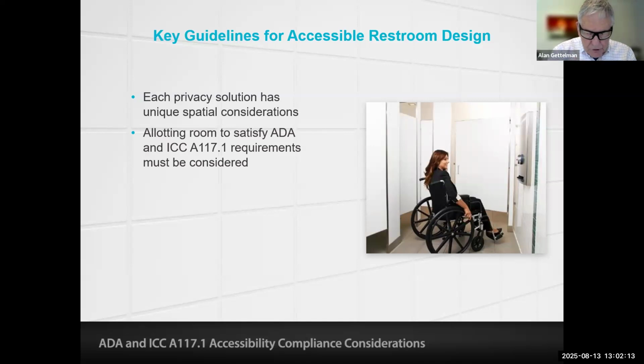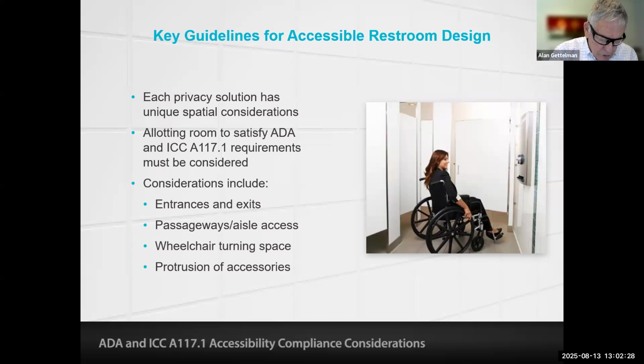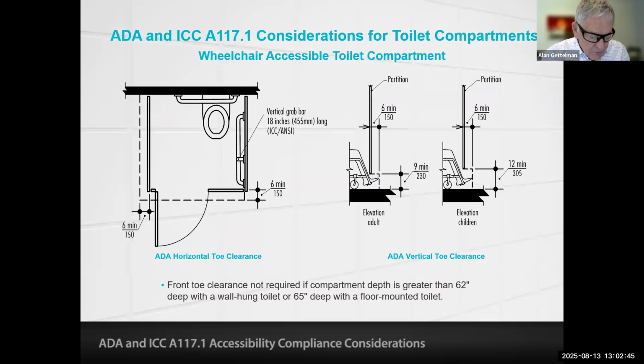And the most unique thing is the toe clearance at the base of the door and at the base of the dividing panel on wheelchair accessible compartments. These considerations also include, for the restroom, entrance, exit aisles, wheelchair turning space, protrusion of accessories into circulation path, clear floor space at toilets, urinals, lavatories, baby changing stations. Privacy solutions such as increased or extended height toilet compartments may also have implications on that toe clearance requirements.